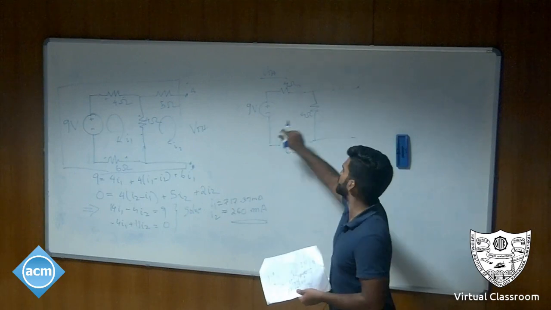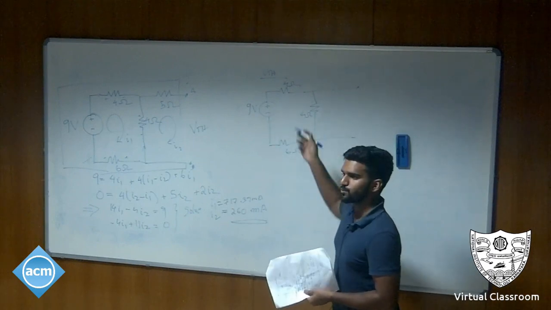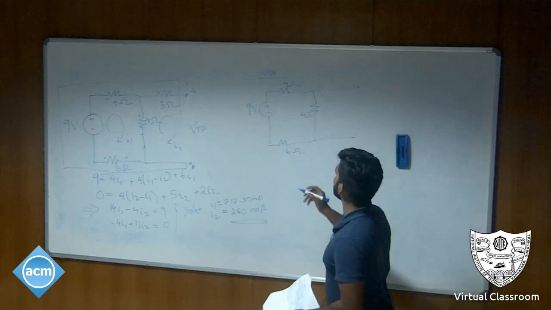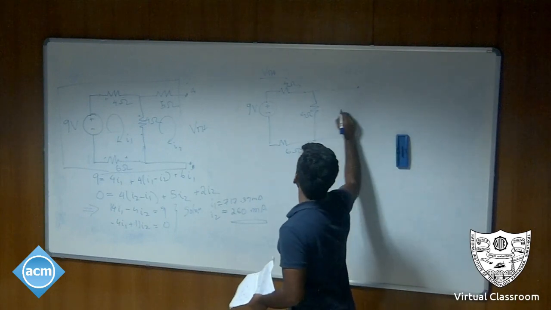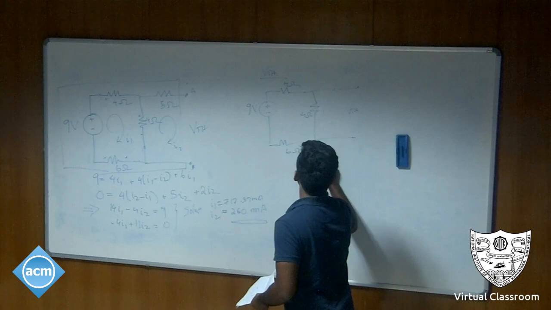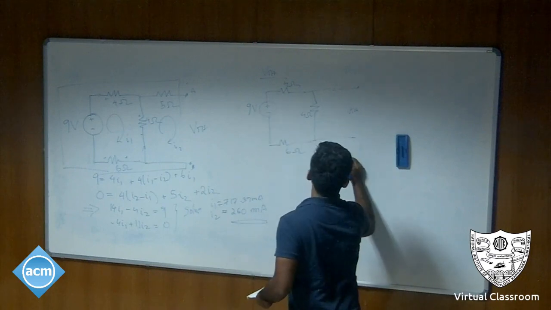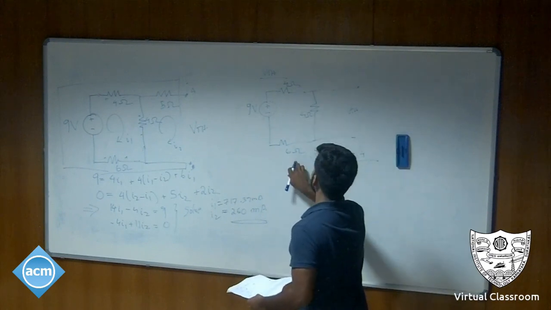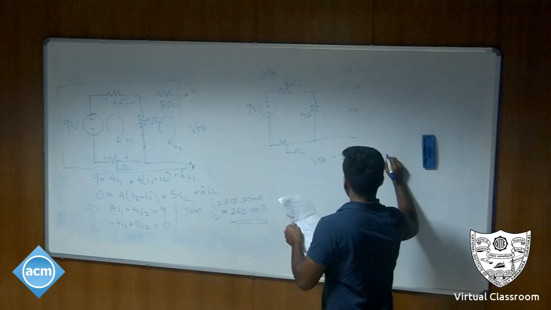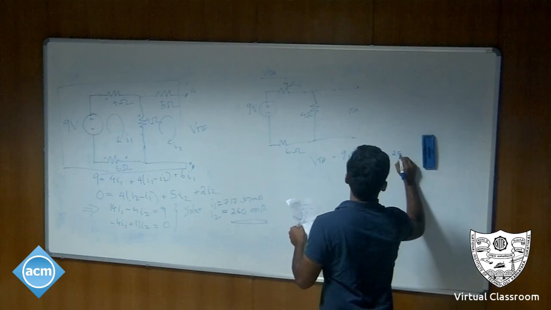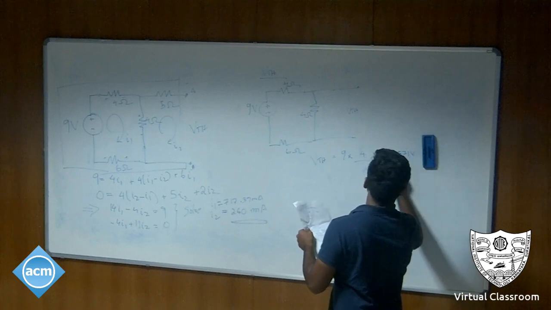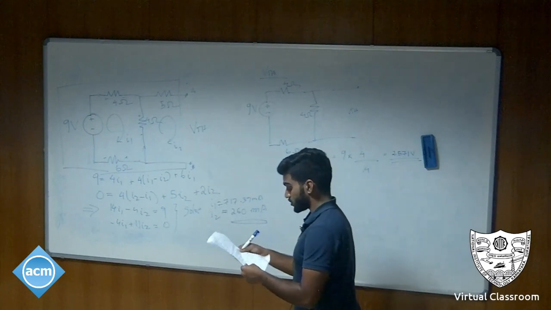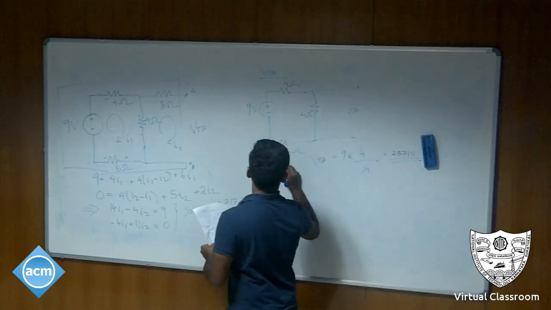Now, does anyone know how to find the voltage across this resistor? What rule do you use? It's just the voltage divider. So we can use the voltage divider rule for this. V Thevenin is equal to the source voltage, 9 into 4 by (4 plus 4 plus 6), that's 14, and you get 2.571 volts. Okay, is that clear? Alright, and now you have to find RTH.